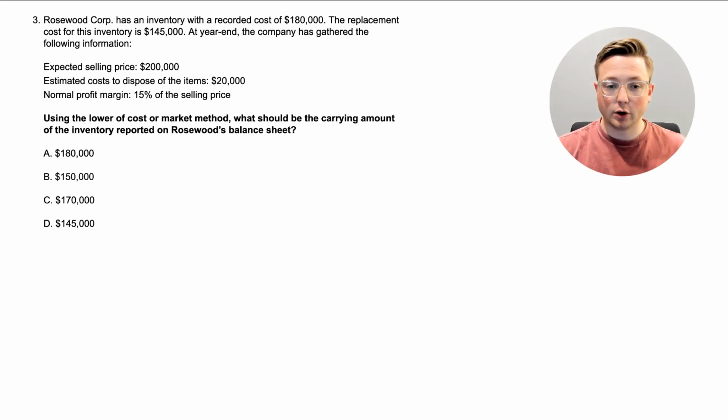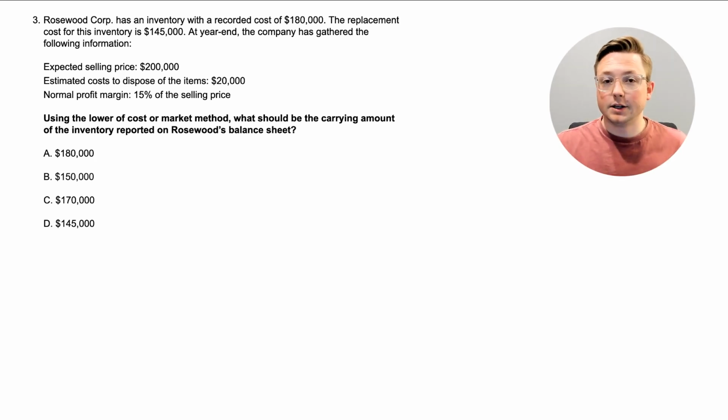Okay, with that information, we go up to the top. Rosewood Corp has an inventory with a recorded cost of $180,000. The replacement cost for this inventory is $145,000. At year end, the company has gathered the following information. Expected selling price, $200,000. Estimated costs to dispose of the items, $20,000. Normal profit margin, 15% of the selling price.